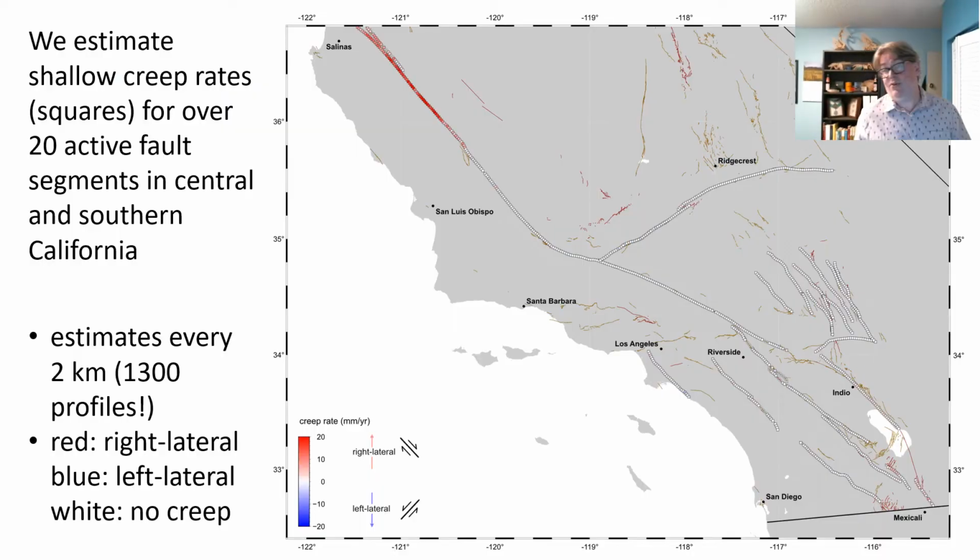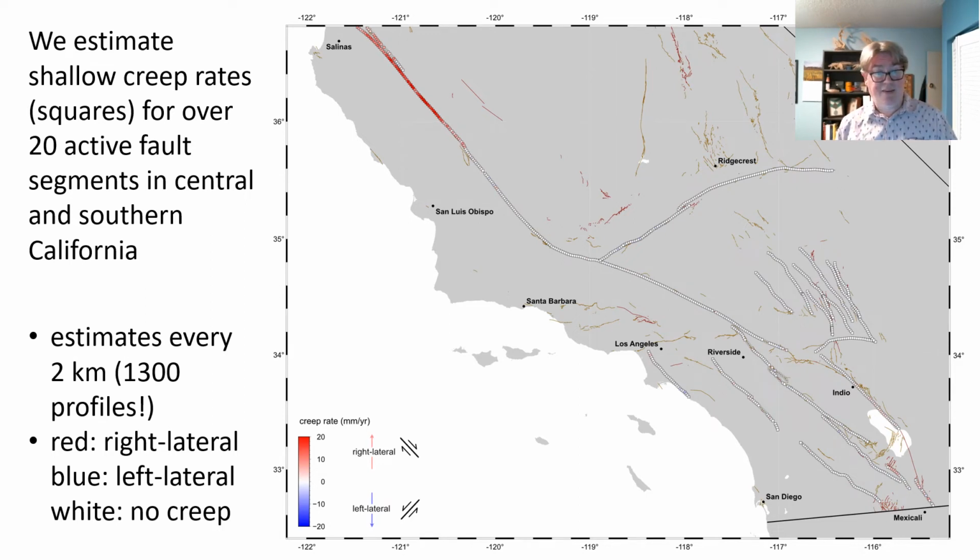So this map shows our efforts for the entire region of Central and Southern California, starting at the north at the start of the creeping segment under San Juan Bautista, and going all the way down to the Imperial Fault by the Mexican border. Each one of these squares is a creep rate estimate from a profile. They're spaced 2 kilometers apart, as I mentioned, and there are about 20 active fault segments that we have considered so far. In total, there are 1,300 estimates of creep rate.